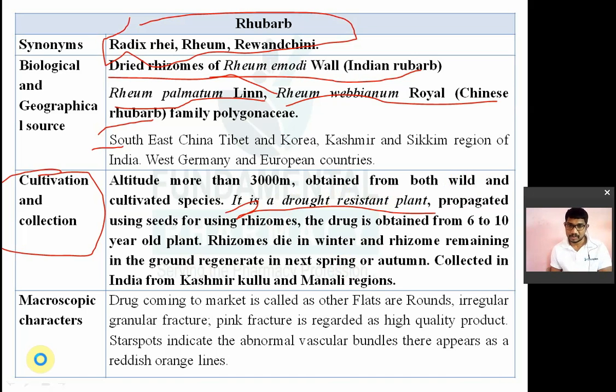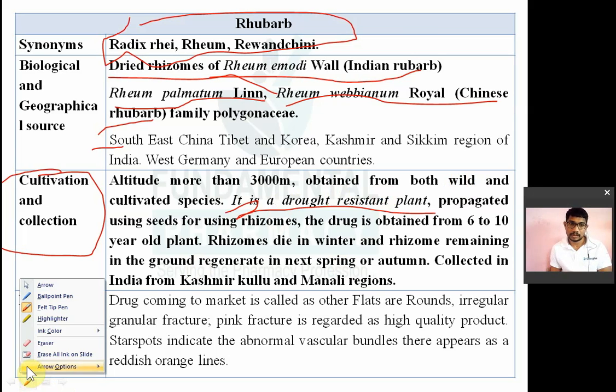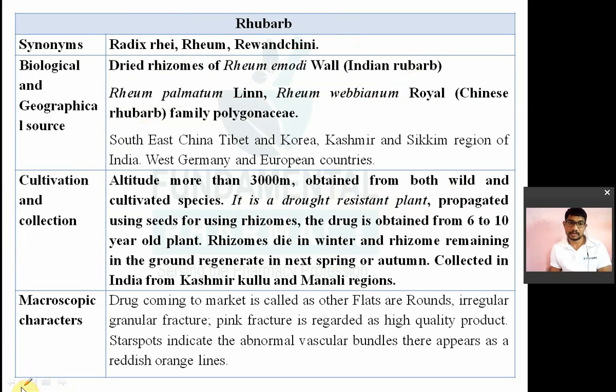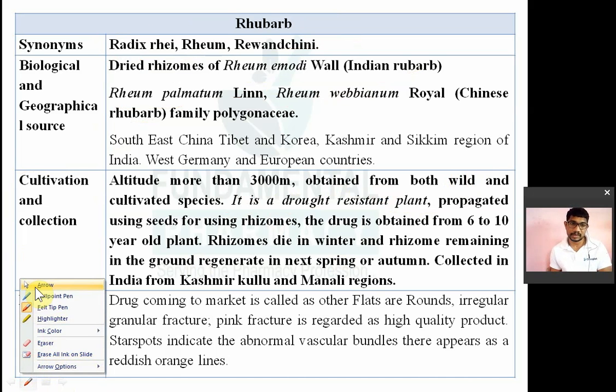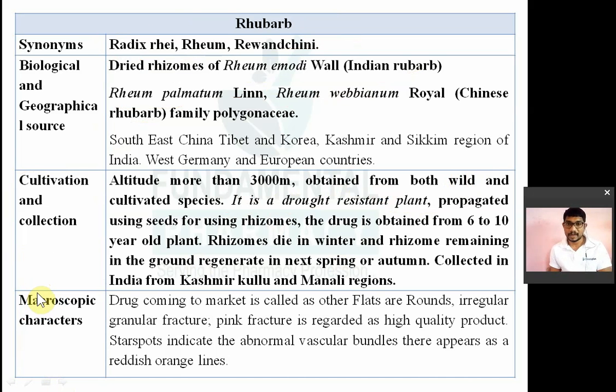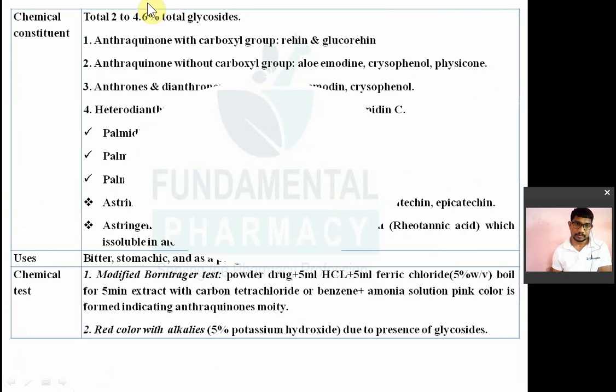The rest of the things are not much important. Microscopic characters are also not important for this. Just remember these things: the biological source and the variety. Which one is Indian? Which one is Chinese? Rheum emodi is the Indian variety, and Rheum webianum is the Chinese variety. Remember. Now, what are the chemical constituents?